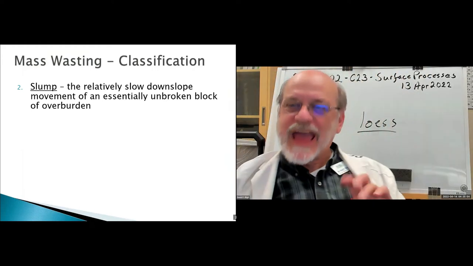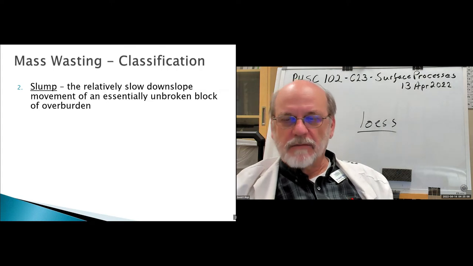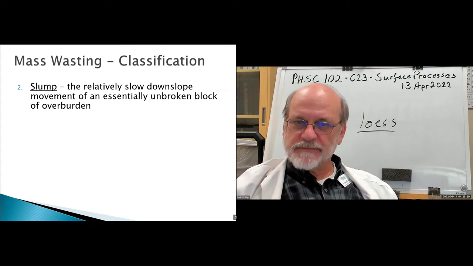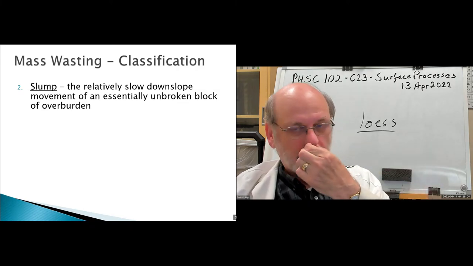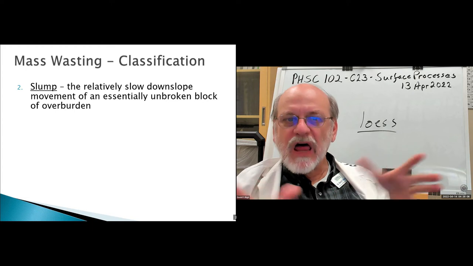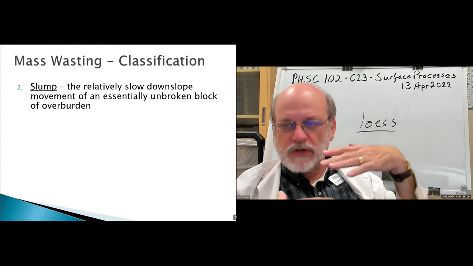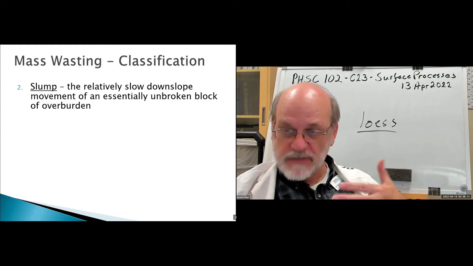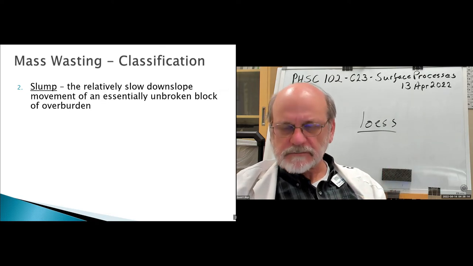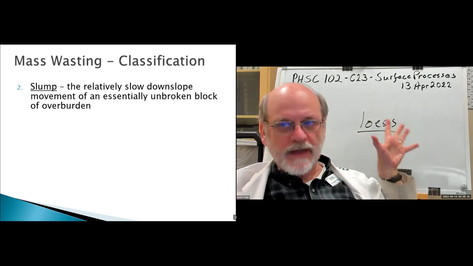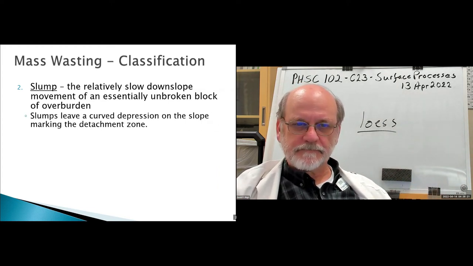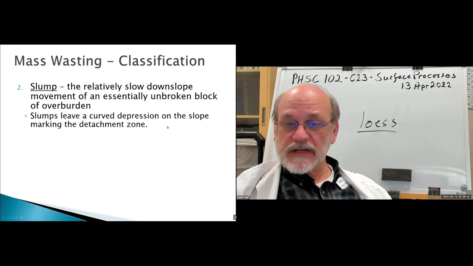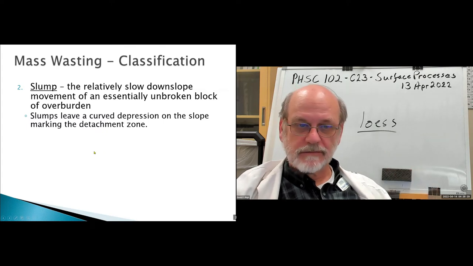Now, non-catastrophic mass wasting. A slump is a relatively slow downslope movement of a block of overburden. It can be rock, it can be soil, mixture of the two, but it occurs in mass. The whole thing moves at once. That's a slump. And they generally leave this curved depression in the slope behind them where they detached.